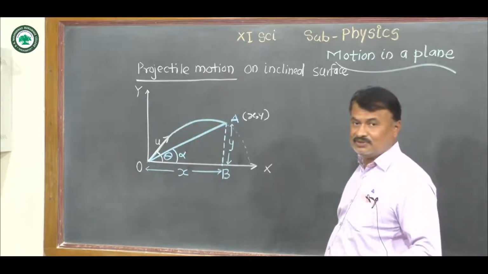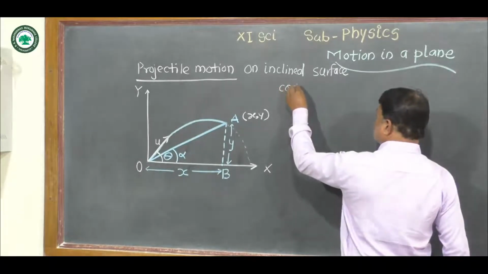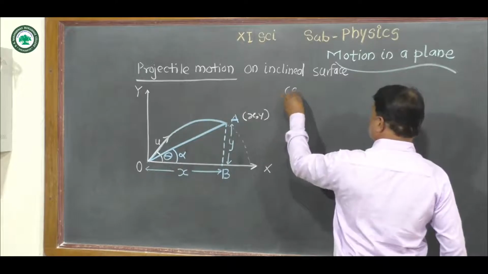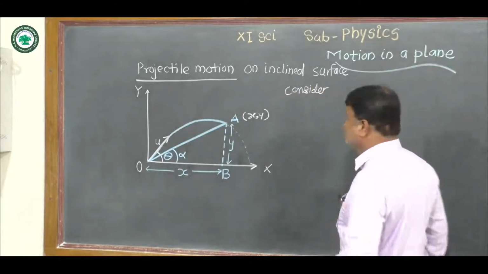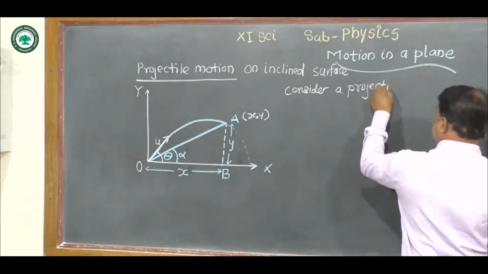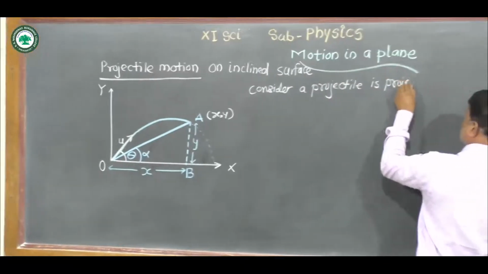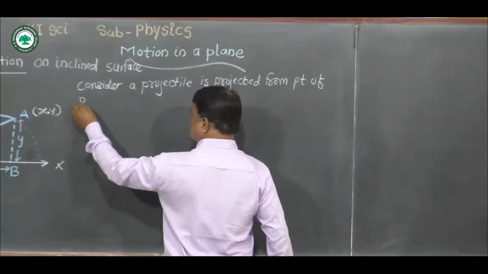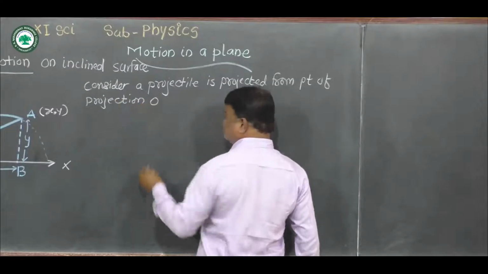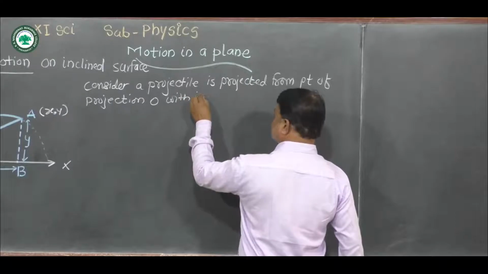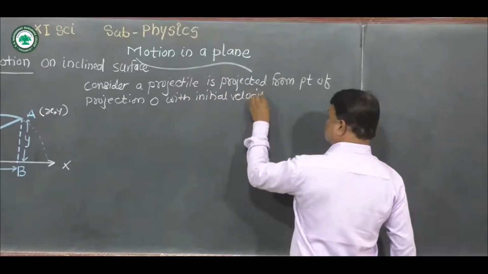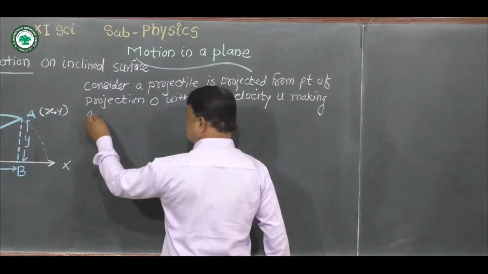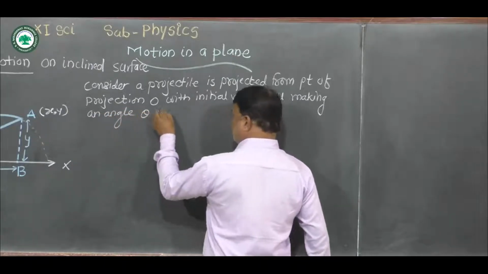So from this diagram we can say that consider a projectile is projected from point of projection O with initial velocity u making an angle theta with horizontal.